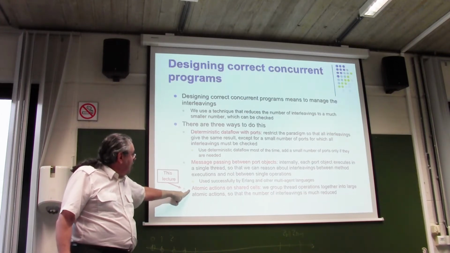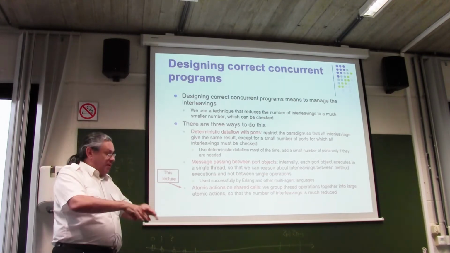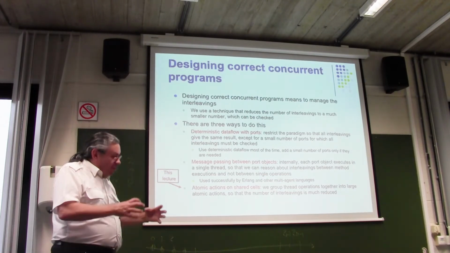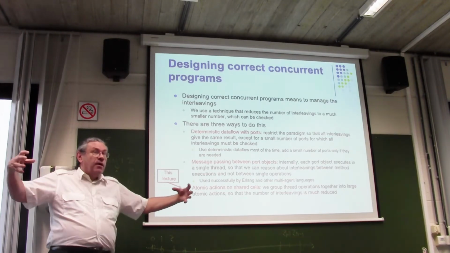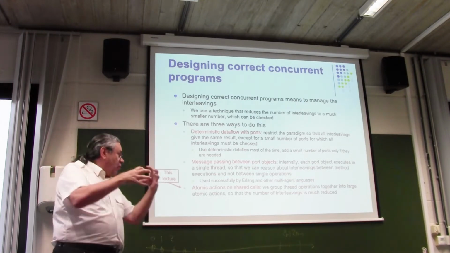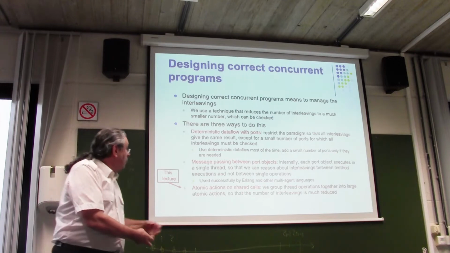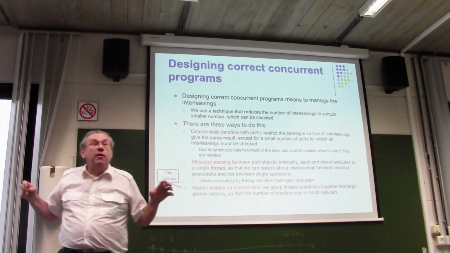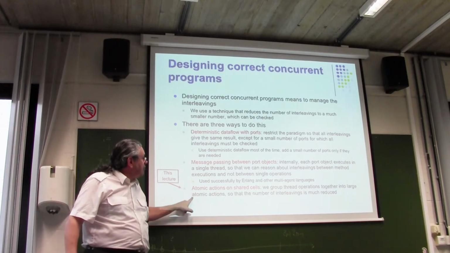Atomic actions on shared cells. So now we have a shared cell between threads, many interleavings. What are we going to do? We're going to group the operations. So if you have operations A0, A1, A2, A3, we're going to group them together so they're atomic. We're going to have operations to build big atomic actions. And this will reduce the number of interleavings.